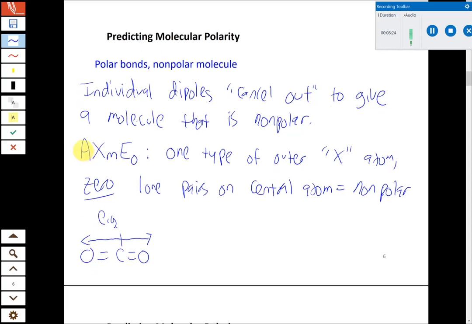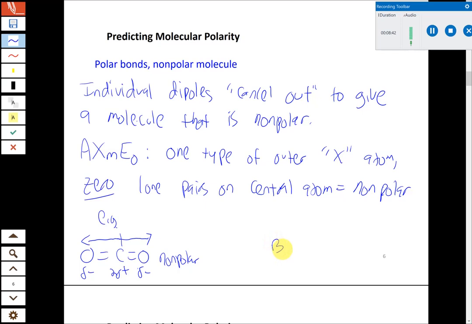Another way to draw this would be a delta minus here, a delta minus there, and two delta plus on the central atom, but in that you have no uneven distribution of charge because the dipoles in both directions cancel out. So this whole thing would be nonpolar, even though it has polar bonds.